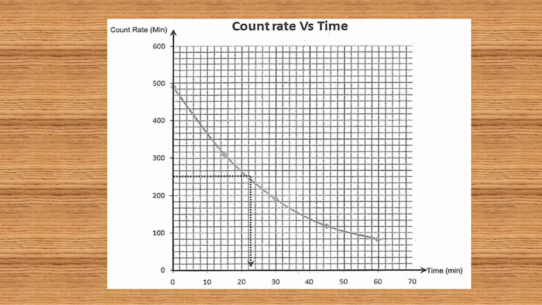B. 1. On your graph paper, let the count rate be on the y-axis and time on the x-axis. For the scale, let 6 units represent 100 counts on the y-axis and 5 units stand for 10 minutes. By joining the points presented in the table, you will obtain a graph like this.